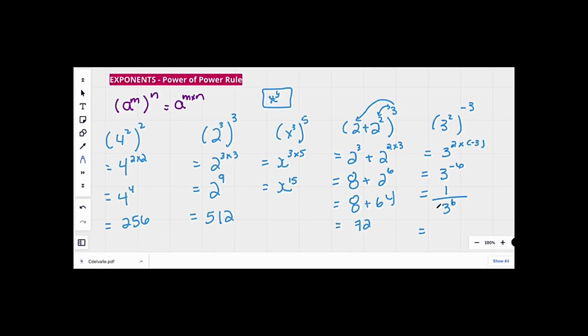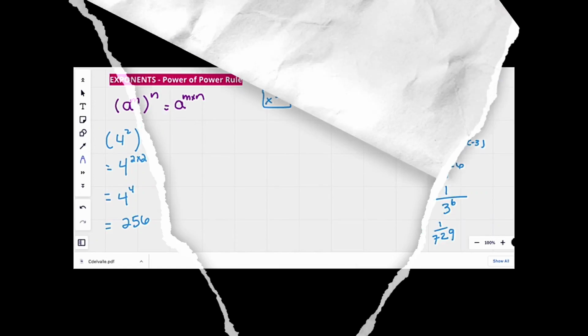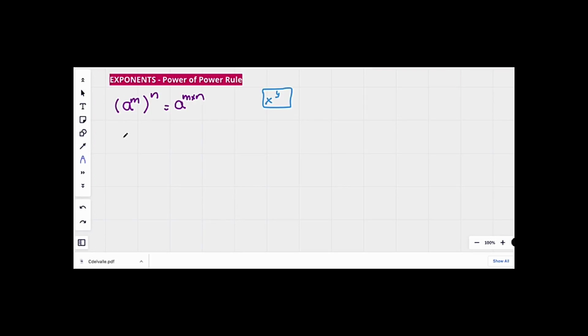We have to put everything under 1. So we'll go 1 under, and then we keep the number 3 to the power of, this time, positive 6. So our answer would be 1 over 729. So notice the key here is that we're still following our power of power rules. Okay, and all of these, wherever there's an exponent, we're following our power of power rules. Okay, let's practice a few more questions.